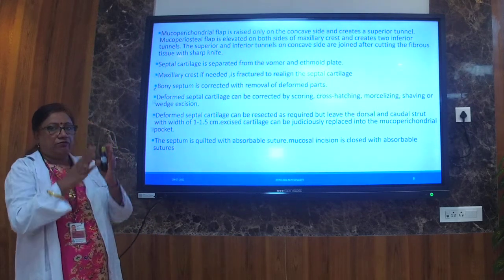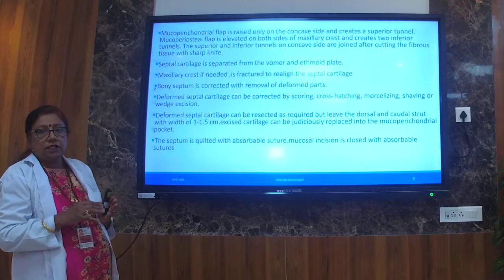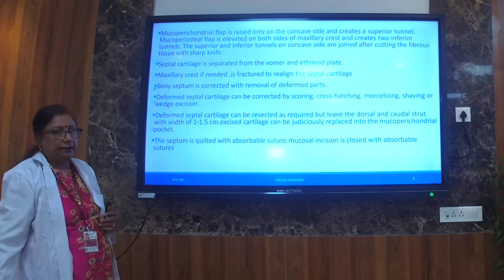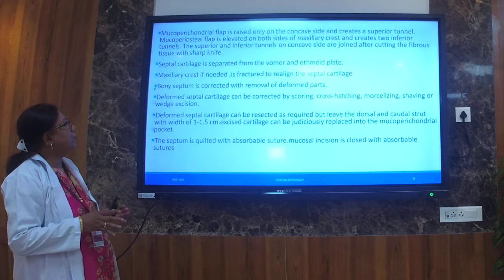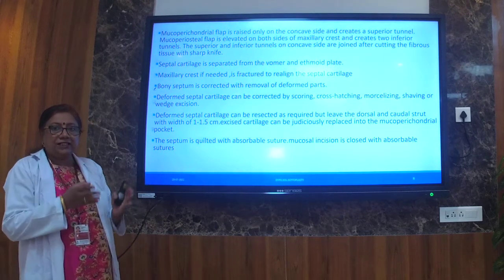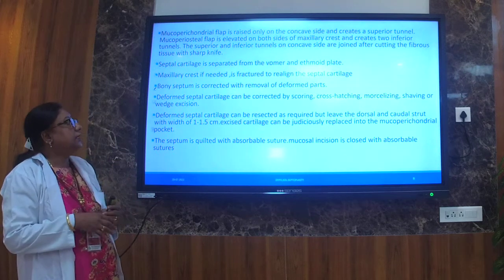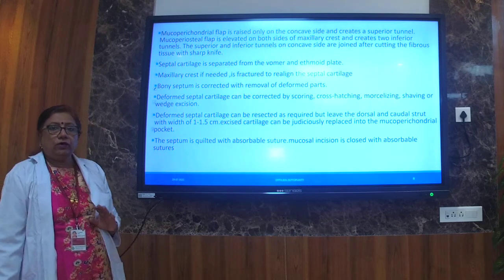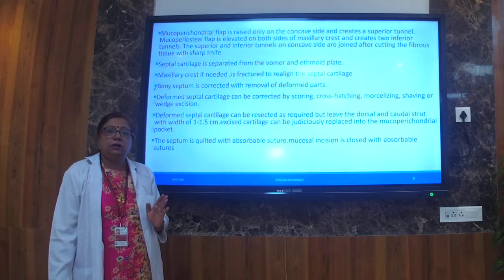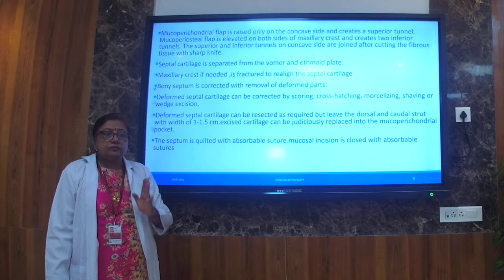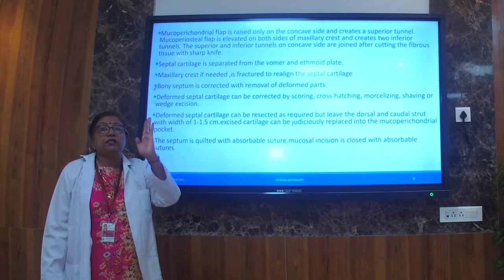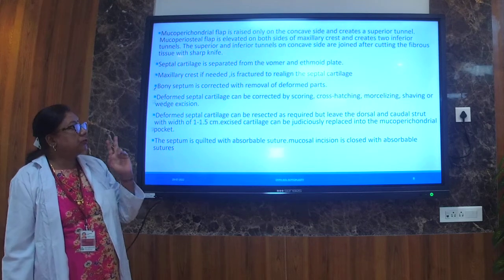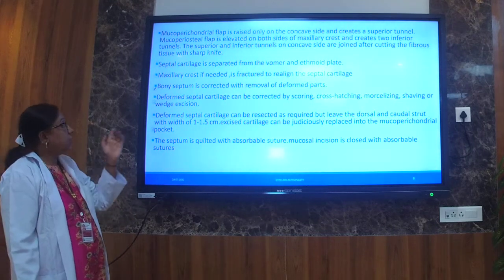Now once you have freed this septal cartilage, you have to free it from the vomer and upper ethmoidal plate. For doing that, you have to see the maxillary crest properly. It has to be fractured to realign the septal cartilage. So this is how you do it. Most of the cartilage part you will be removing, and after the demarcation, if there is a bony deviation, then that also has to be corrected. Okay, so this is how we do it.